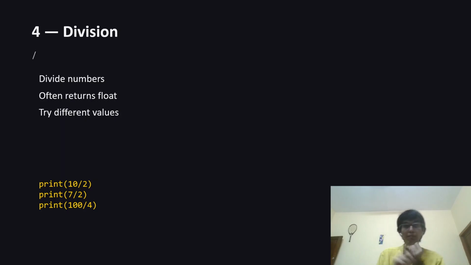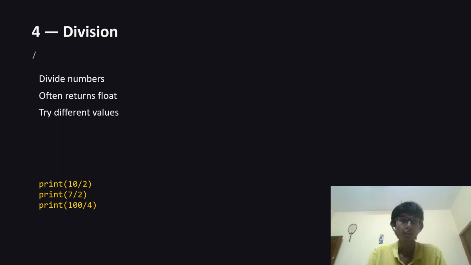Division can be used for numbers, integers, and floats also. It often returns a float because division returns a float when it is not a whole number. It usually gives a float. We can try different values for division also. The slash symbol is the operator to do division. So the operator for division is the slash.